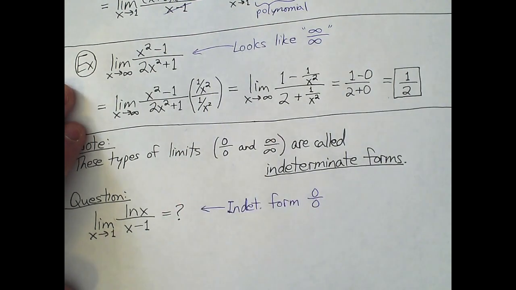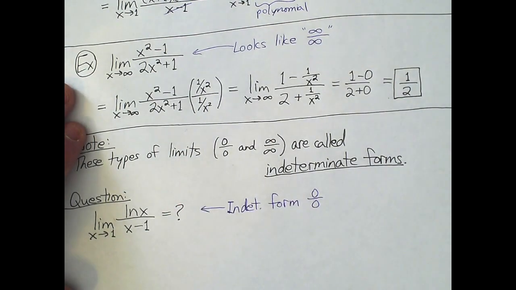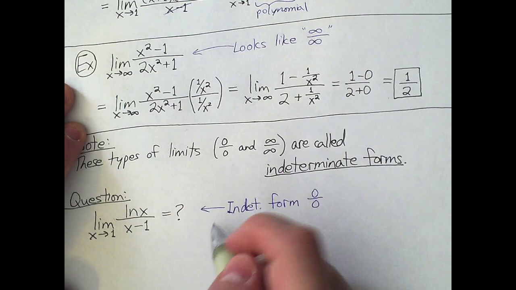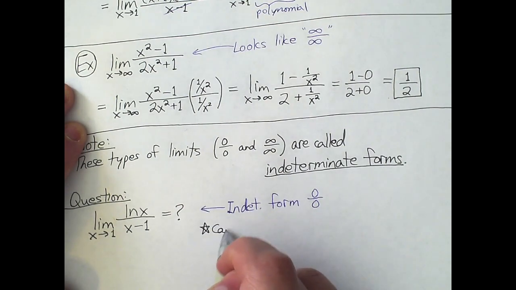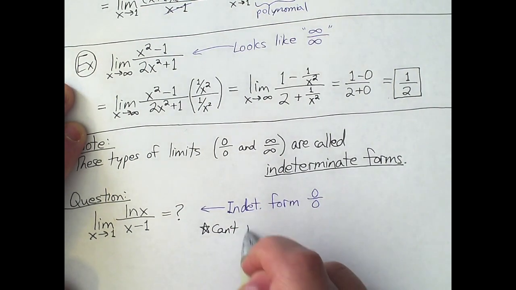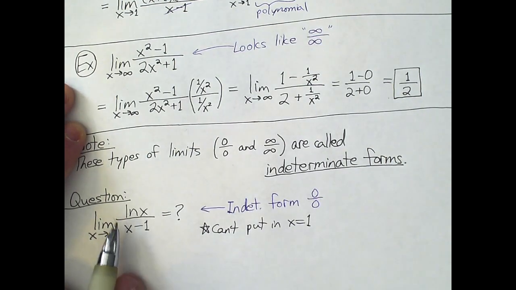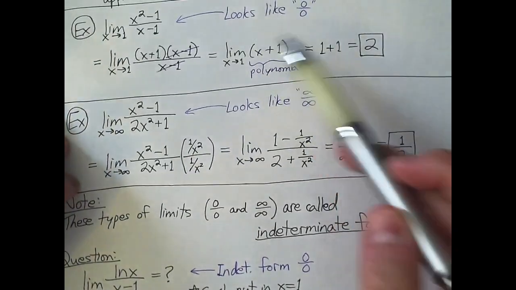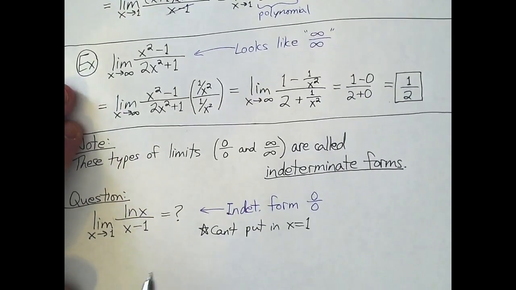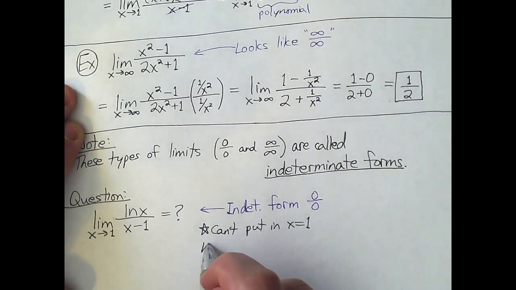So up above, we solved some limits that were indeterminate forms. How are we going to do it for this one, though? We can't just put in x equals 1. We know that. We would get 0 over 0, and we know that that doesn't work for ones like this. We don't just put 1 into the expression.